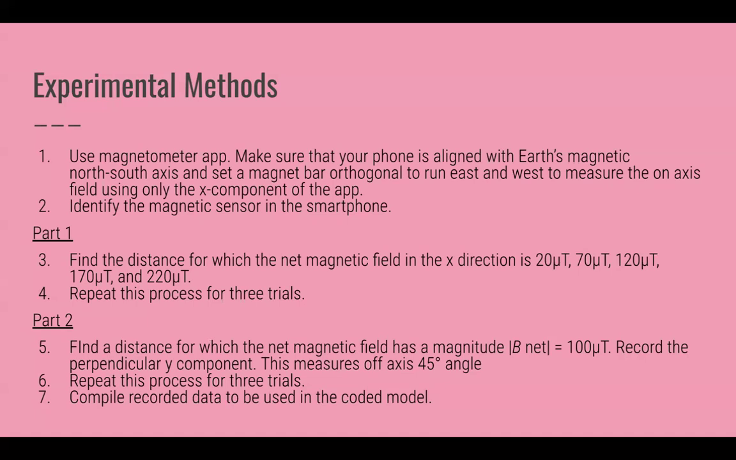For the first part, I found the distances at which the magnetic field in the x direction was 20 microtesla, and then 70, 120, 170, and 220. I repeated this 3 times for each value. For part two, I'm finding the distance when the magnetic field is 100, and I'm recording the perpendicular y component, which is how I'm measuring the off-axis 45-degree angle. Again, I'm just repeating those processes.